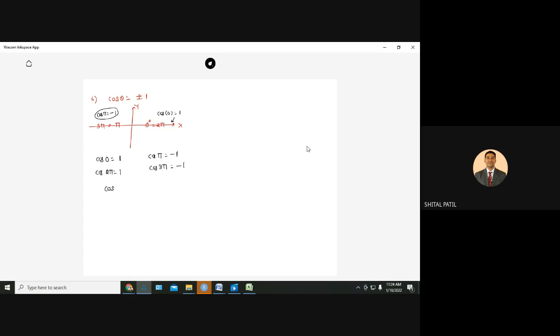So cos of n pi. What is cos of n pi? Minus 1 raised to n. Okay, very important. Remember this formula also. Then add on next. Okay, next concept.